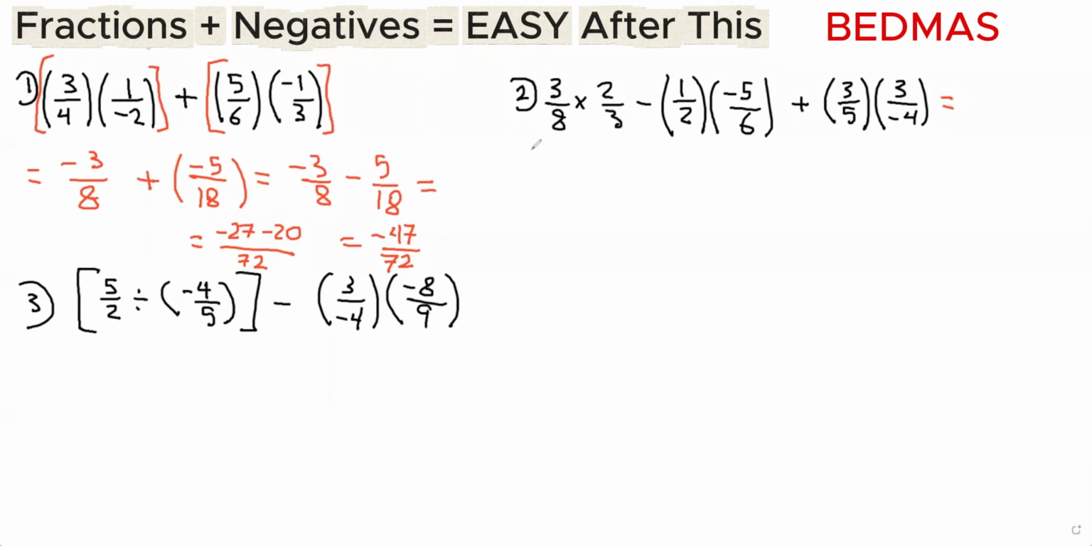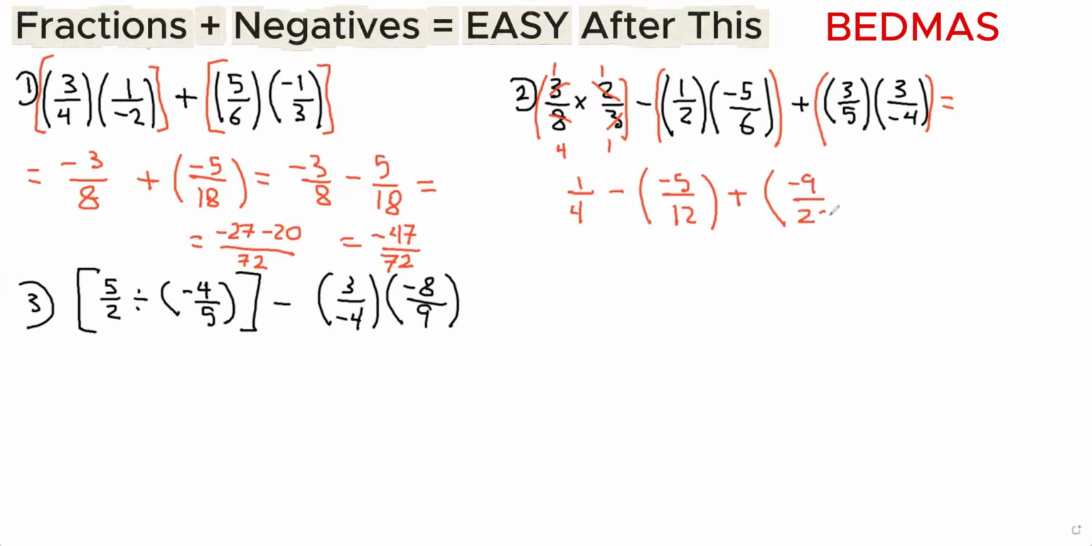So here, it's multiplication again. So we have to do the multiplication first. So we have to do this, and then this, and then this, right here. So here, the 3 will cancel the 3, so you get ones. Here, the 2 goes into itself once, it goes into 8 4 times, so 1 times 1 is 1, 4 times 1 is 4, so that's 1/4. Minus here, we cannot really reduce, so it's just going to be minus 5 over 12. Plus here, we cannot reduce either, so we're going to get negative 9 over 20.